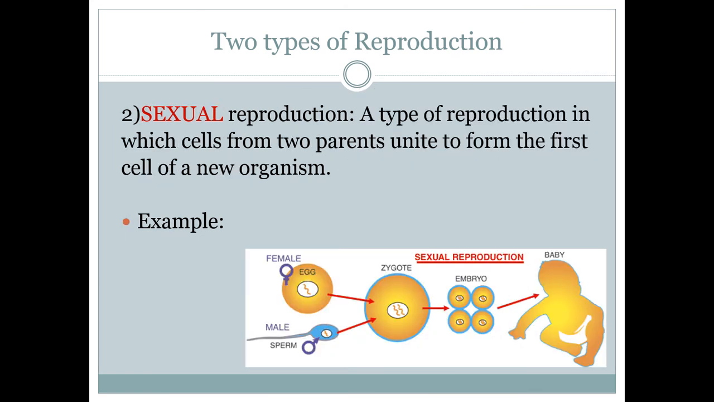The other type of reproduction is sexual reproduction. This is when you have a combination of two parents that form the first cell of the new organism. You have the egg cell, you have the sperm cell. They combine to form the first fertilized cell called the zygote. And the zygote splits and ends up forming an embryo later on. And that will keep splitting and building up to form the fetus and eventually the newborn baby.